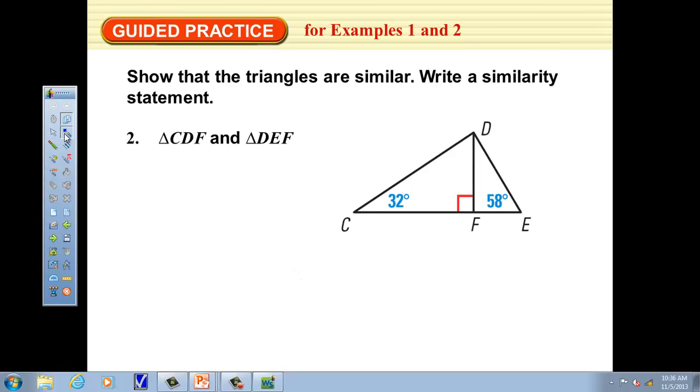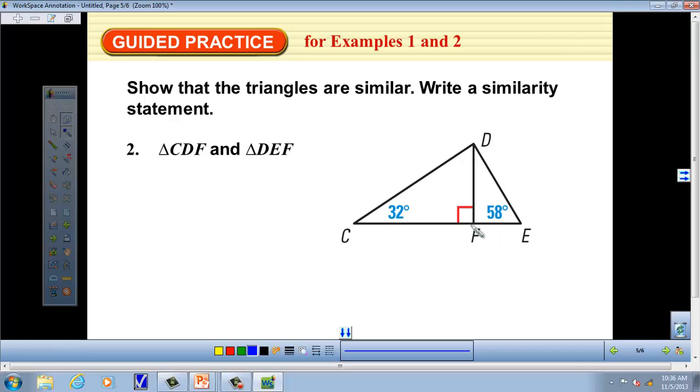And here's another one like the first example I showed you. Right now, the only ones we know are congruent. We know angle DFC is congruent to angle DFE, because perpendicular lines form right angles. Okay, and we want to find this angle right here, I guess, or we could find this one. I'm going to find this one right here.